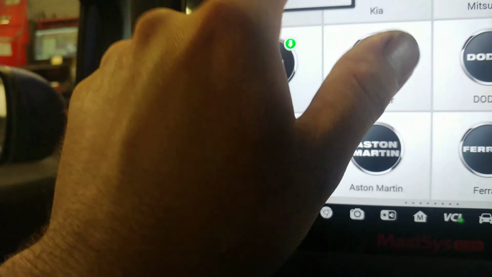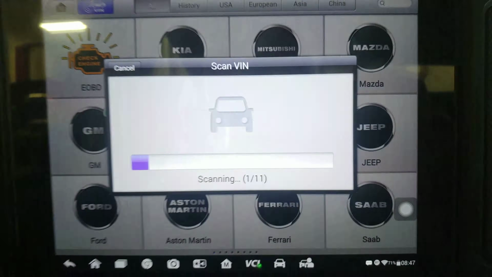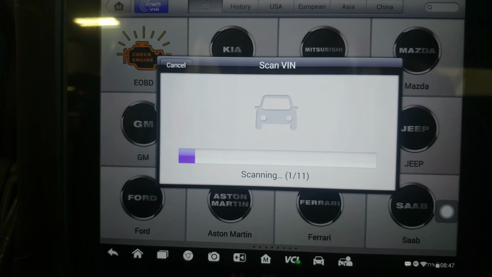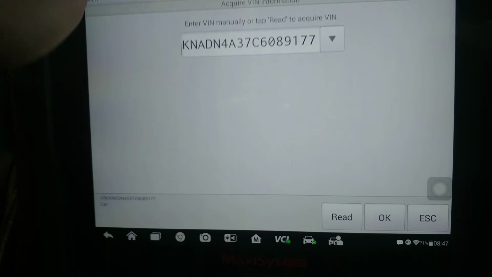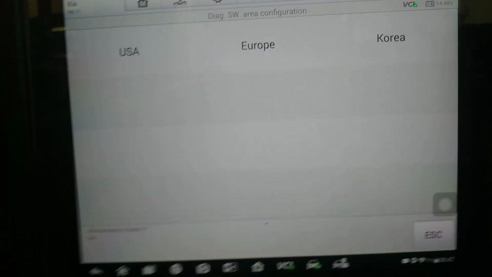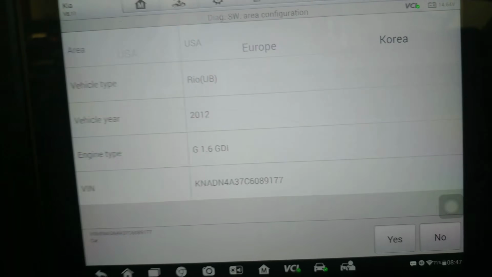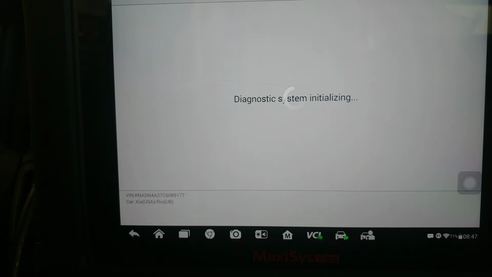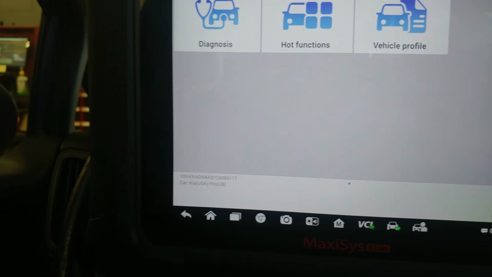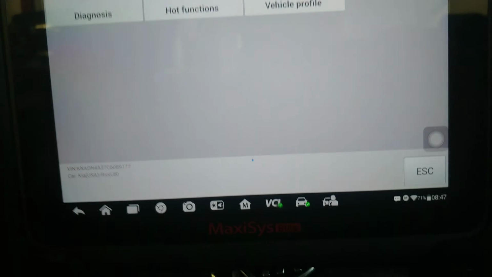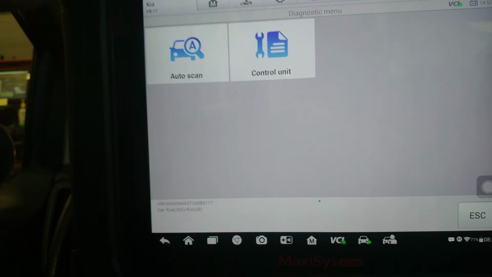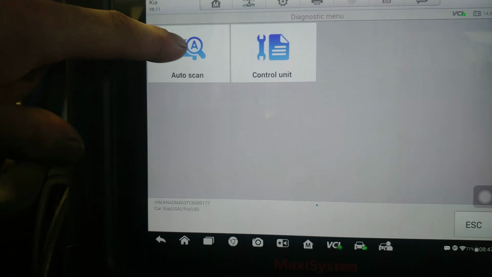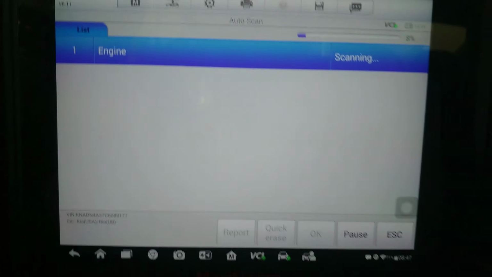We'll go auto detect. We'll go standalone diagnostic. Our VIN is okay. I trust you, scan tool. USA. Yes. Since we only have a check engine light on, I could do a full auto scan. Well, I might as well. Why not? We'll go to an auto scan. I'm going to pause you guys while the auto scan is going through.